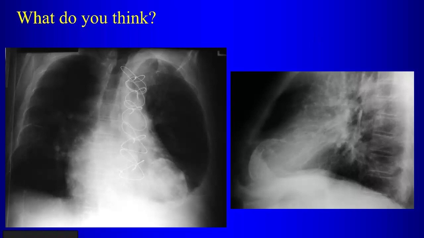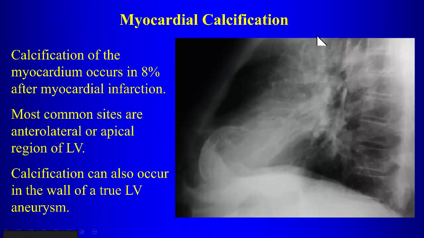Post-infarct, myocardial infarction. So when we see myocardial calcification, then it's usually associated with prior myocardial infarction, and the most common location to see myocardial calcification is over the apex of the ventricle, right? So this indicates that there's been a remote infarct, so that gives the tissue time to actually go on and calcify. So it occurs in about 8% of patients after myocardial infarction. The most common sites are the anterolateral or apical region of the left ventricle.